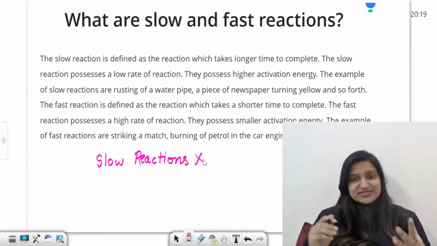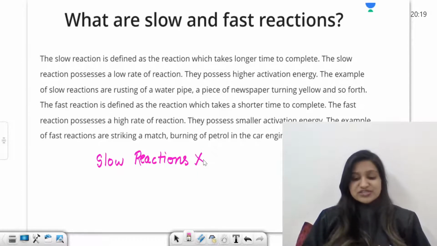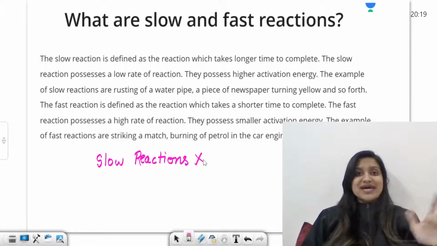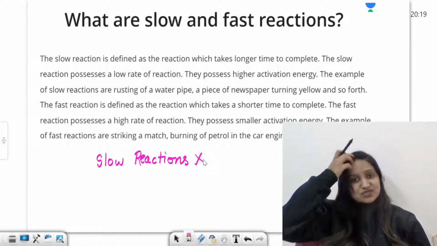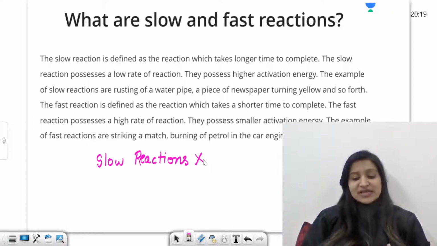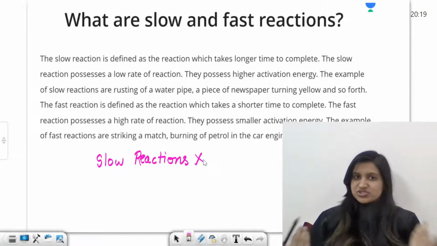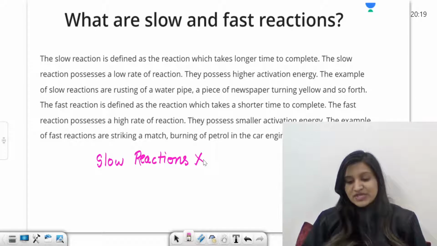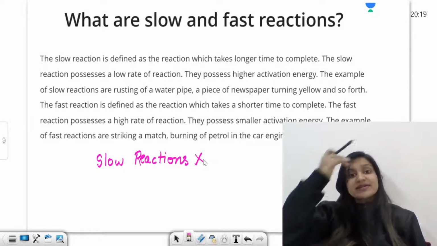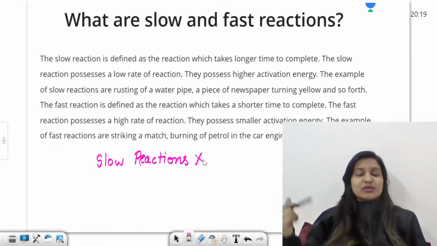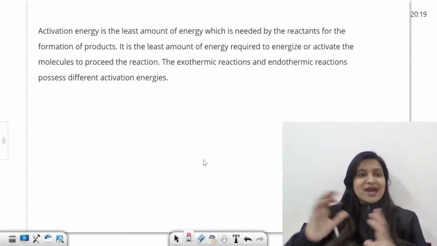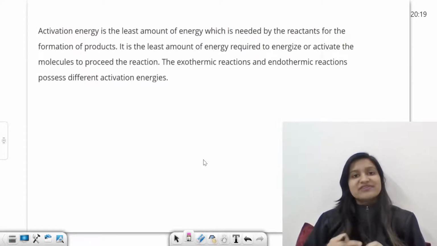Now, let's see what is written over here. The slow reaction is defined as the reaction which takes longer time to complete. Quite obvious. That's what we have discussed so far. The slow reaction possesses a low rate of reaction, that is, a low speed of reaction. Obviously, this we know. They possess higher activation energy. Now, you'll be like, ma'am, what is activation energy? So I have something for you regarding activation energy.